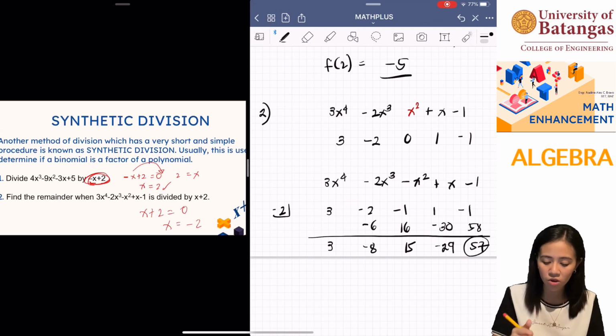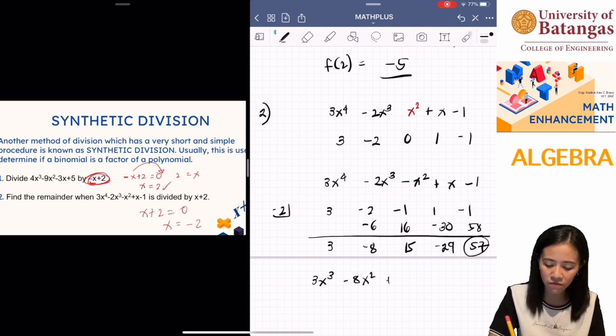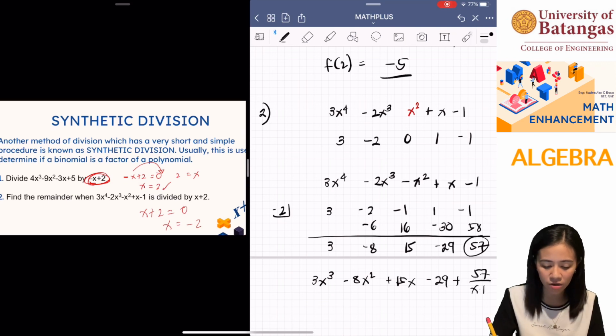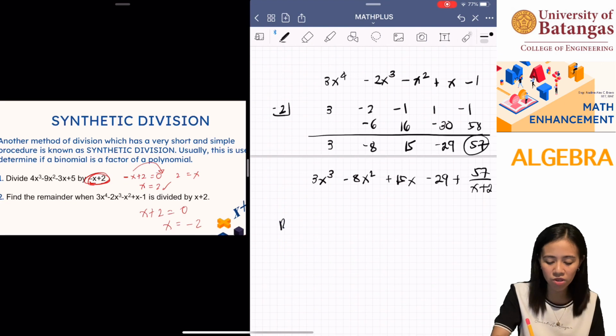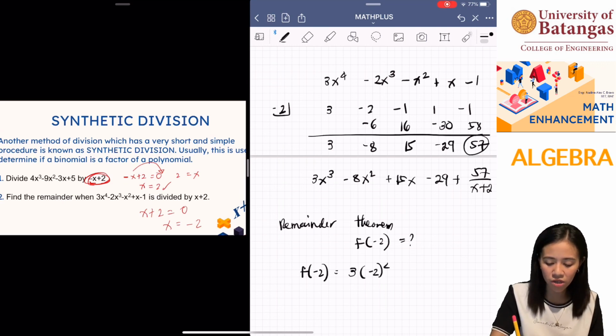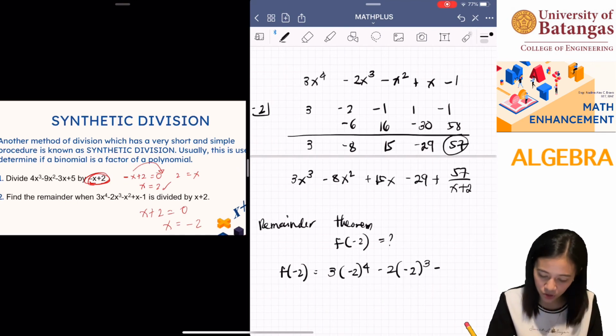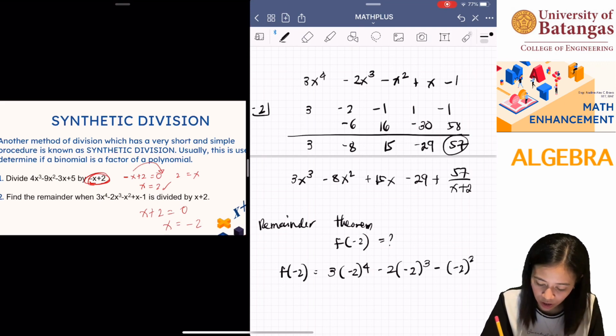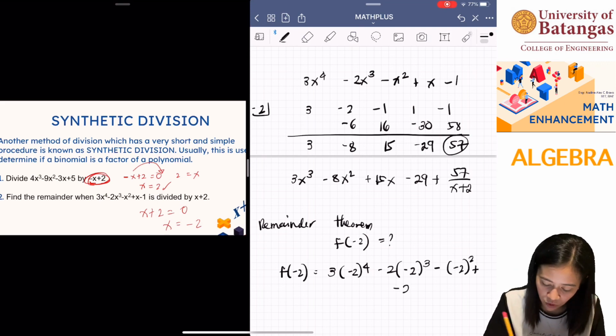If you're going to write that as a quotient, that would be 3x cubed, okay, minus 8x squared, plus 15x, minus 29, plus the remainder 57, all over x plus 2. Okay, in remainder theorem, let's check our answer. So, in remainder theorem, we have to solve for f of negative 2. Diba? So, that would be f of negative 2 would be equivalent to 3 times negative 2 raised to 4 minus 2 times negative 2 cube minus, nasan ako? Negative 2 squared plus negative 2 minus 1.